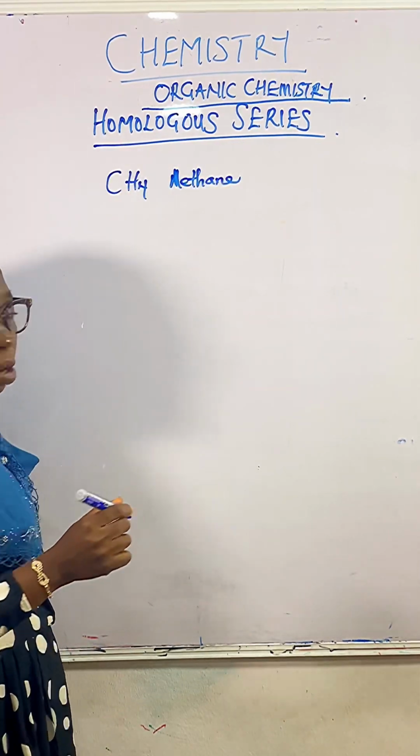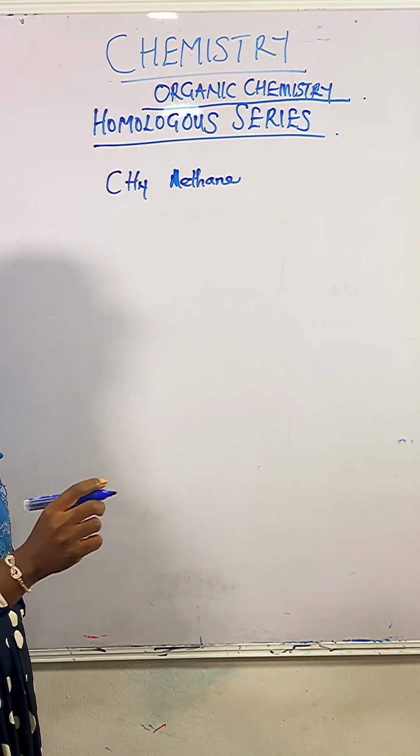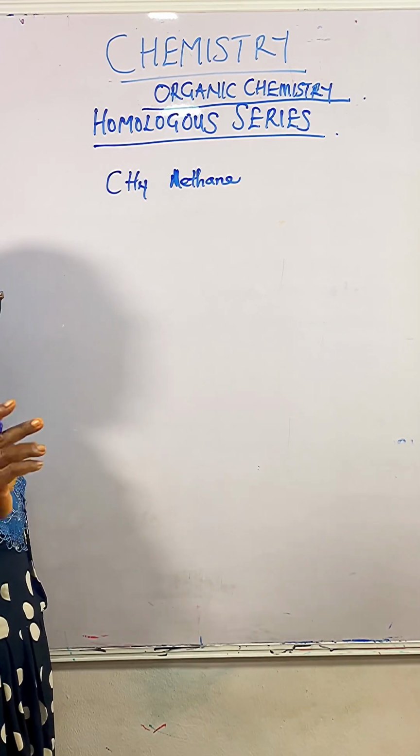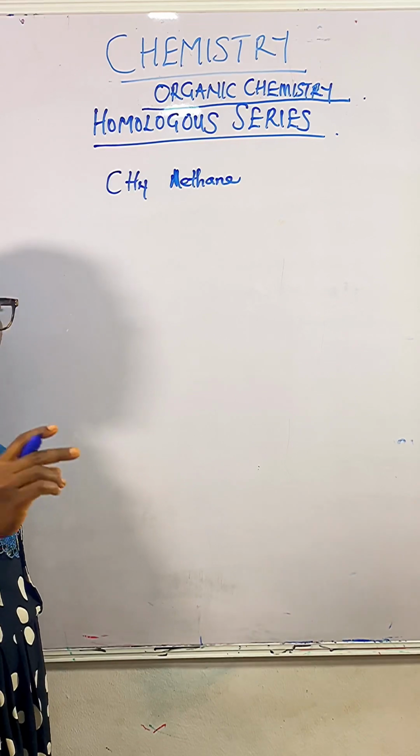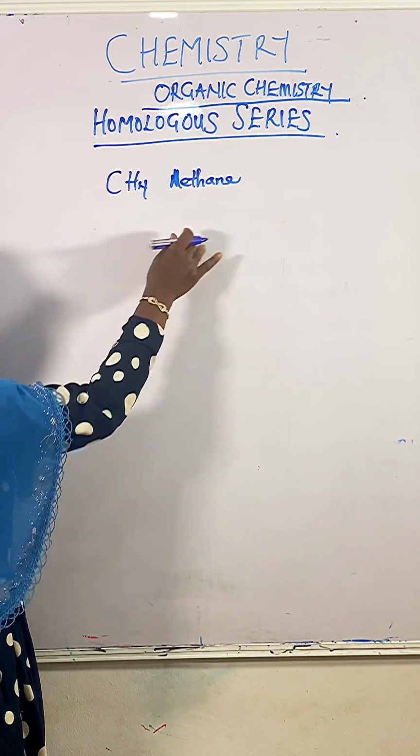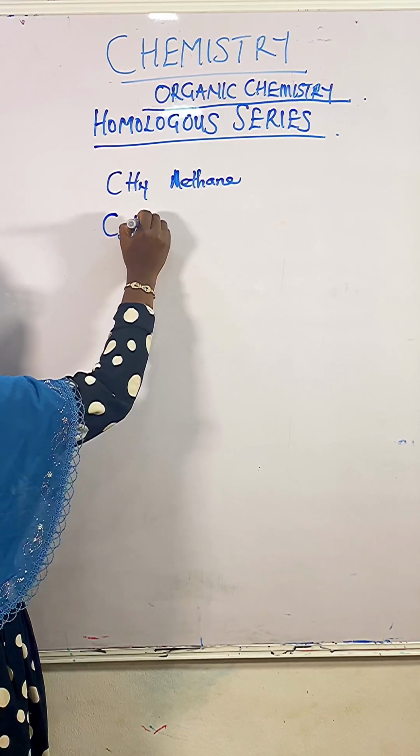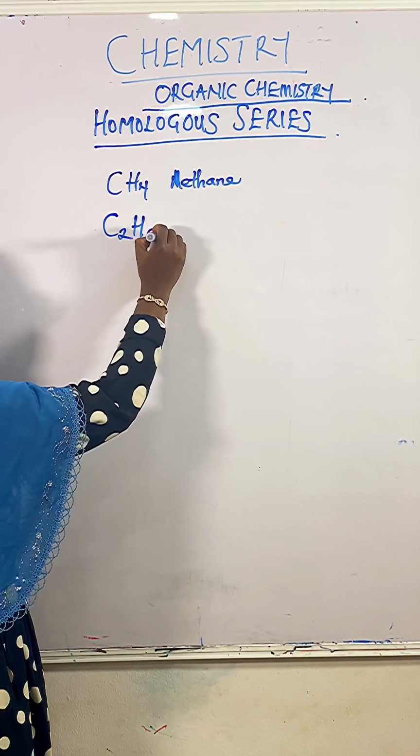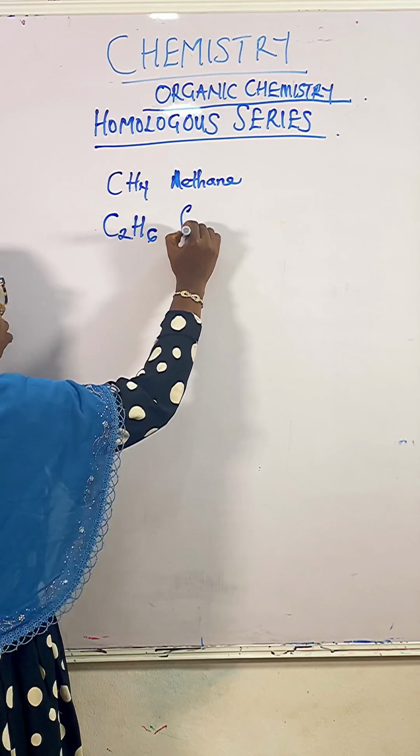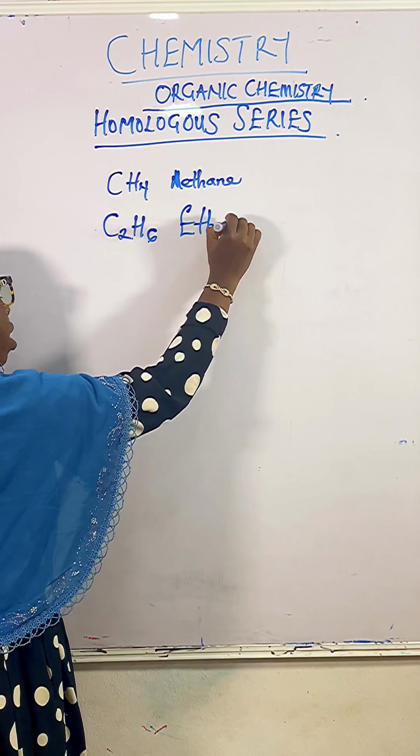Yes, it is eth. Two carbon atoms derive its name from eth and we call it ethane. So two carbon atoms is ethane, which is what? C2H6. Very good. Then we have what we call ethane.